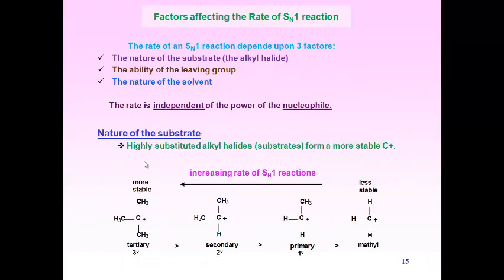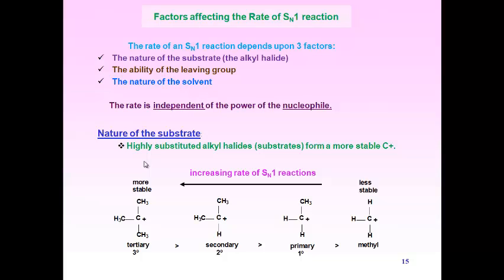Now let us see the factors which affect the rate of SN1 reactions. There are three factors which affect the rate of SN1 reaction. They are the nature of the substrate, the ability of the leaving group, and the nature of the solvent. Here we note that the rate is independent of the strength of the nucleophile. Let us see them one by one. First one is the nature of the substrate.